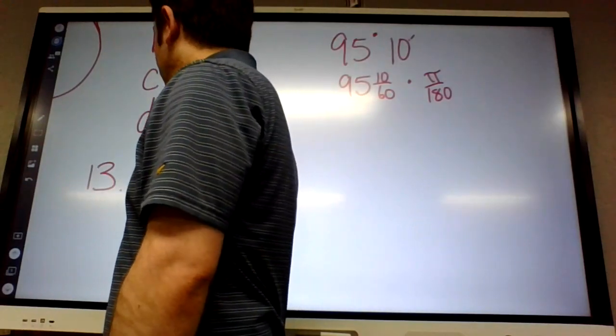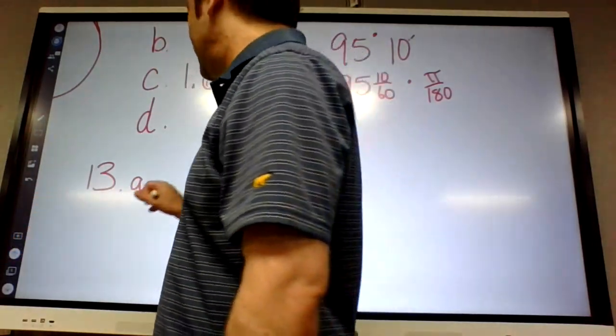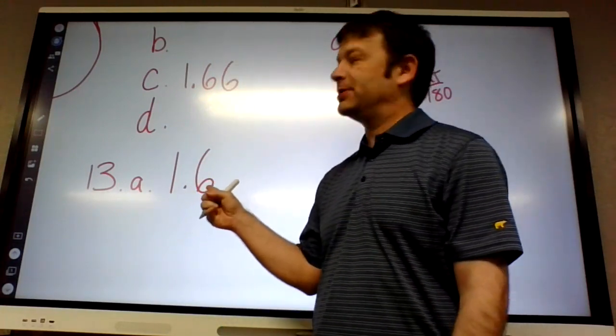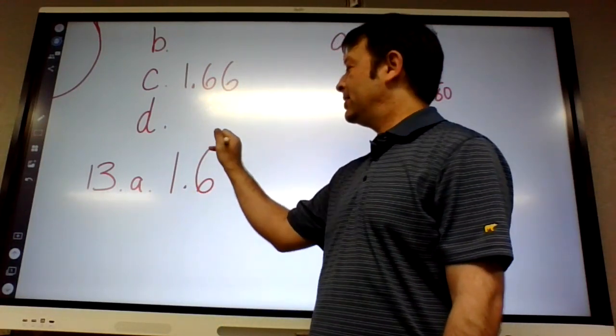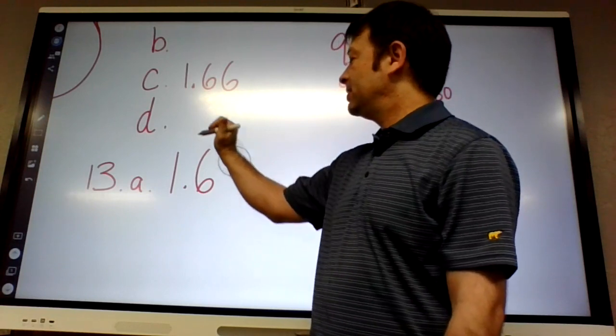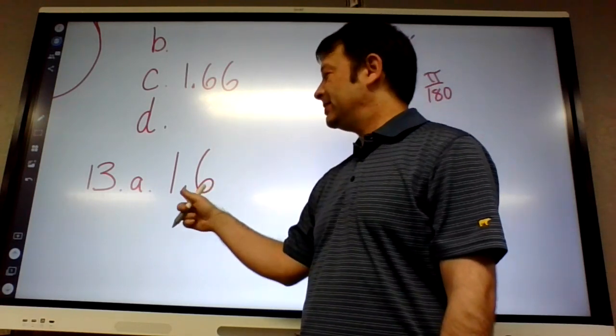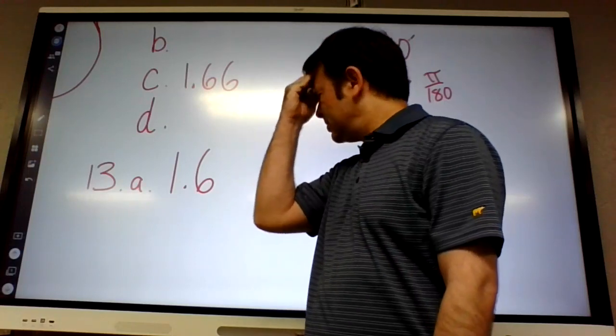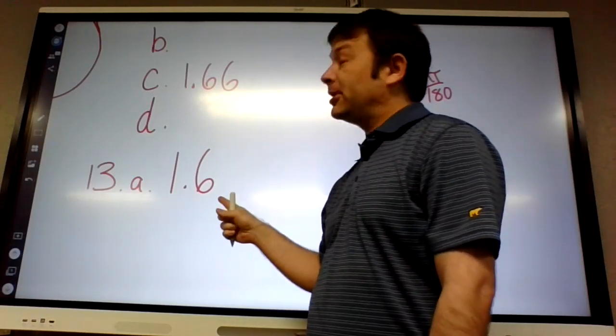So on 13A, it says 1.6. There's a couple reasons we know these are radians. Number one, they did not put the degree symbol. Number two, you're probably not going to have a 1.6 degree angle. Number three, the directions told us.